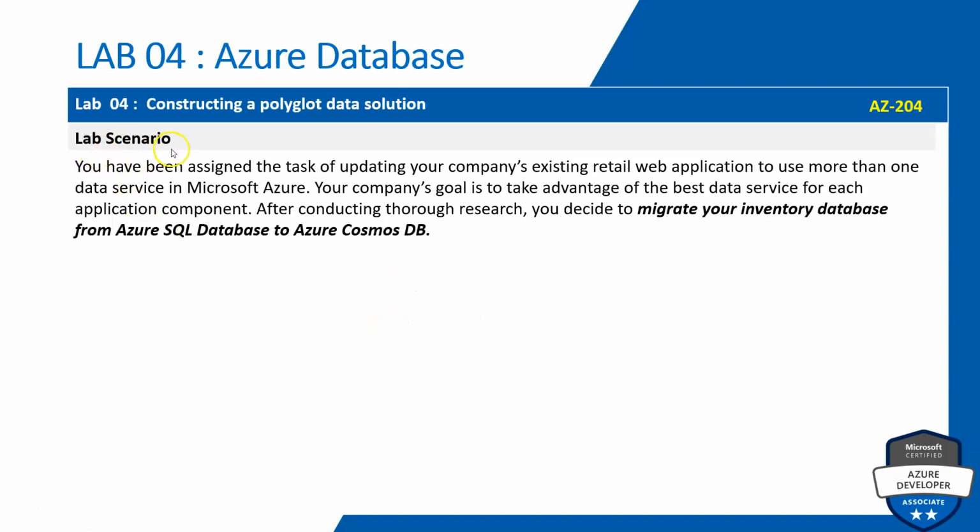Okay, so let's go through the lab scenario first. It says you have been assigned the task of updating your company's existing retail web application to use more than one data service in Microsoft Azure. Your company's goal is to take advantage of the best data service for each application component. After conducting thorough research, you decided to migrate your inventory database from Azure SQL database to Azure Cosmos DB.